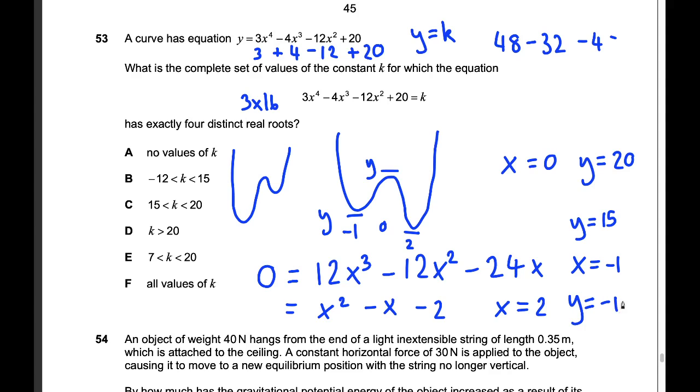Okay, minus 12. So what does this really look like? Well, the 0 solution is up at 20, the -1 solution is minus 12, and the 2 solution is up at 15. So I think the answer looks more like this one here, and this is 20, that's 15. If you want 3 solutions, it's got to go in between those two. So it's this one, C.